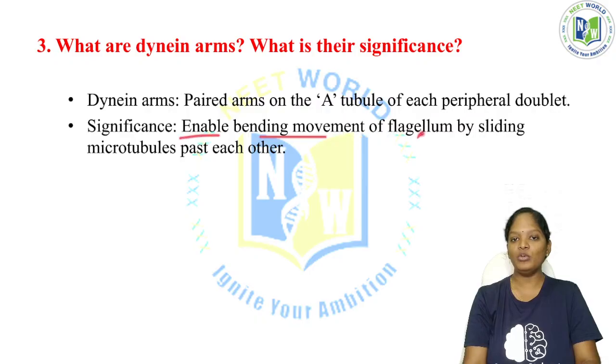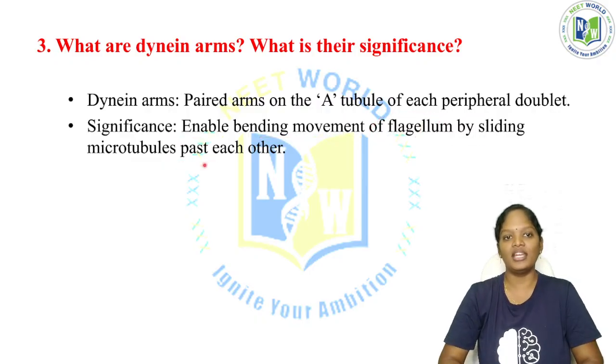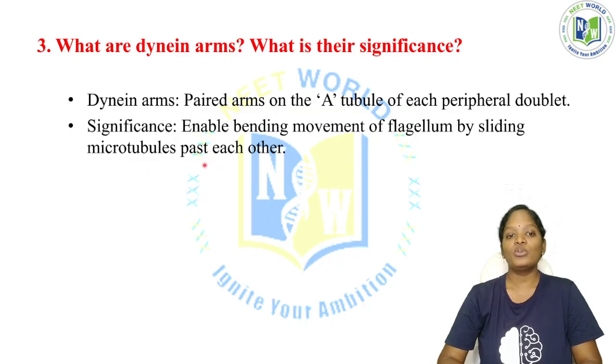Enabling the bending movement of the flagellum by sliding microtubules past each other. Okay, so why are the dyneins present in the A tubule? This is the one enabling the movement of the flagellum by sliding the microtubules. What I mentioned before is that the flagellum is a locomotory organelle. Because of the flagella, the organisms are able to move. Okay, this is what we know.